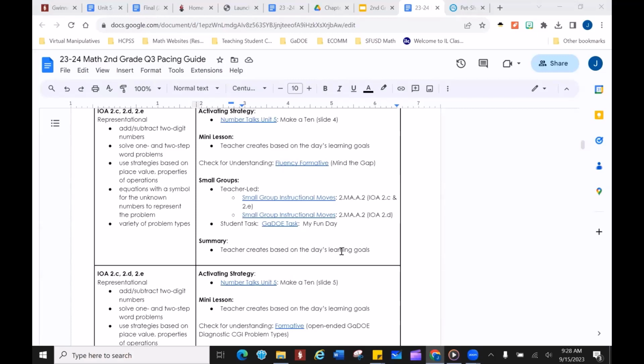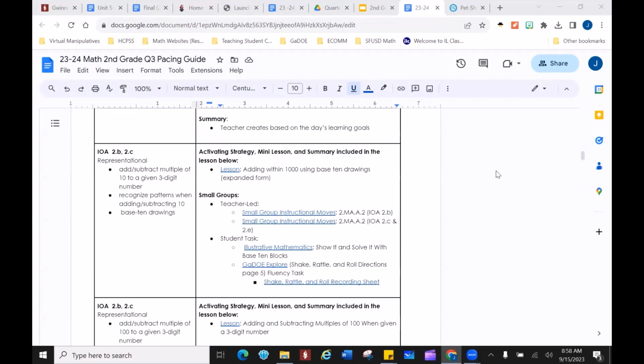However, keep in mind, should you choose to use the 2-step word problems, remember, all sums and differences should be within 100. After solving problems involving addition and subtraction of 2-digit numbers using part-whole strategies and adding up to 4 two-digit numbers within 1,000, we will revisit IOA 2B clustered with IOA 2C for context for a suggested 7 days.